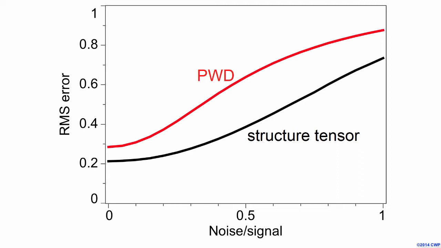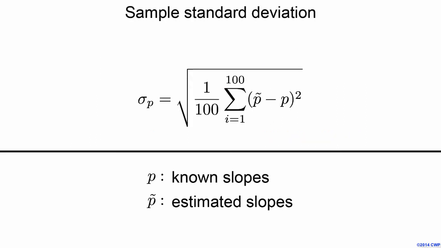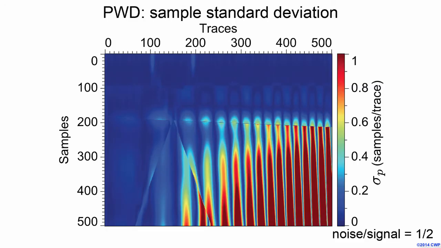So the way we can test that is to look exactly where our errors are occurring by computing the sample standard deviation, where p tilde, again, is the estimated slopes, and p is the known slopes rather than the sample mean, because we want to know what the standard deviation is against the known slope values. And we get the images that you see here.